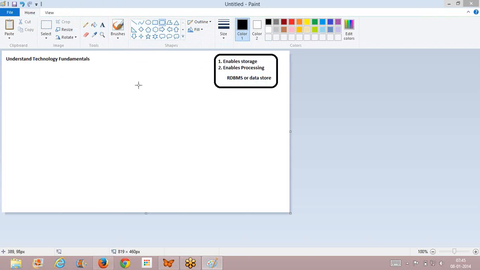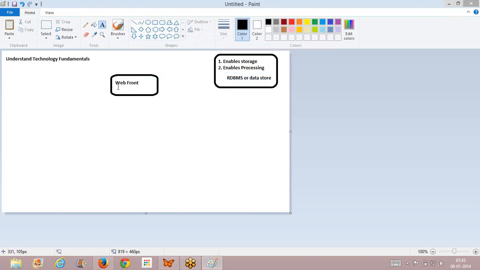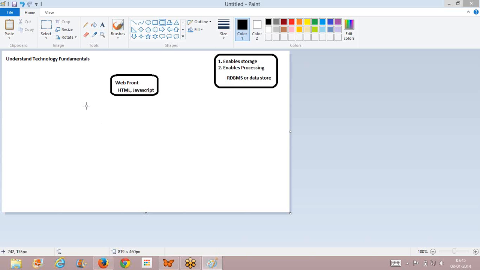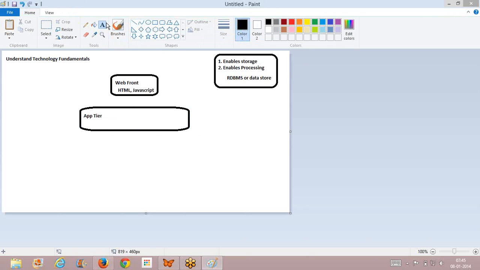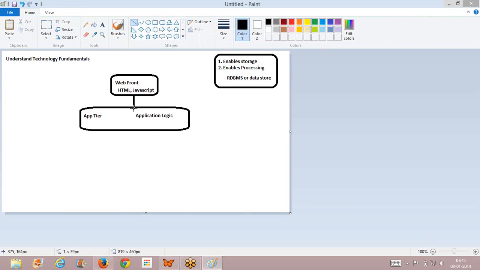So now let's look at a typical application. A typical application will have a web front end. This is the website, HTML or something. In today's world it will be HTML, JavaScript and so on. This is the front end of the application. I am looking at the architecture of the application. Then you will have a service layer, an application tier, the app tier. Here is where all the application specific logic is written. The web front end interacts with the application layer. If you are using servlets and JSPs and so on, it will be here.